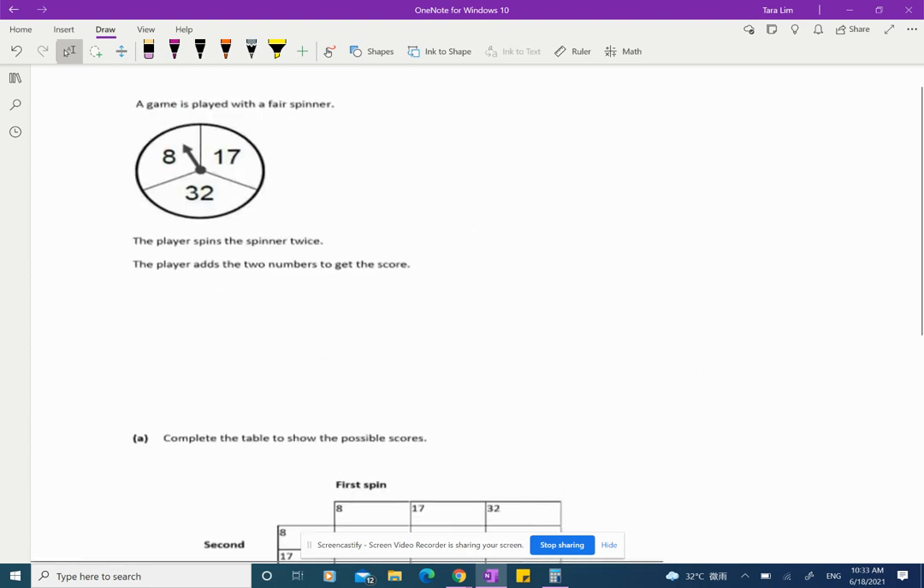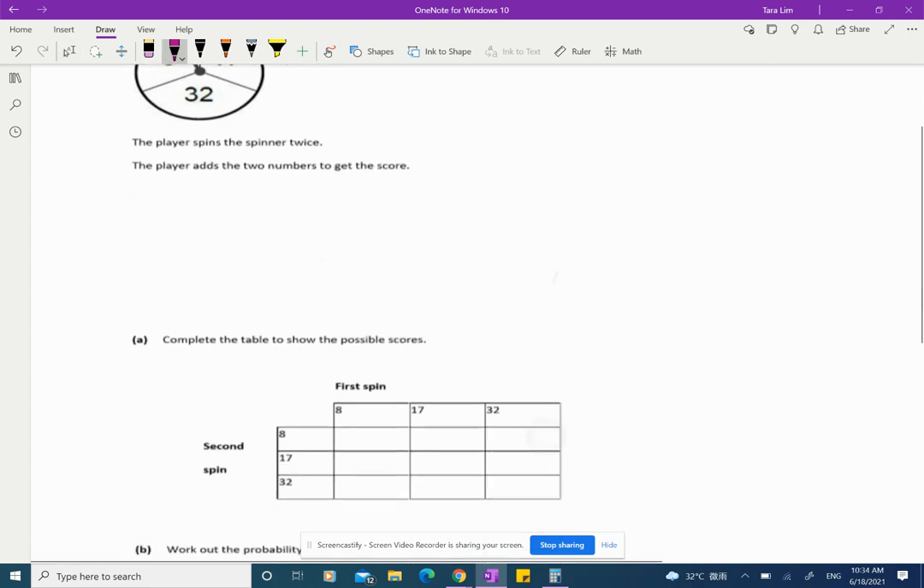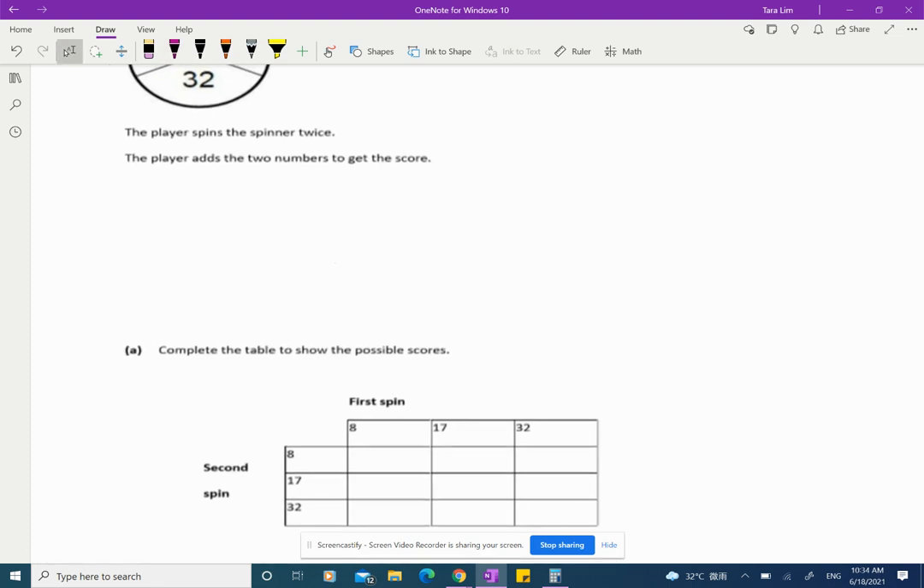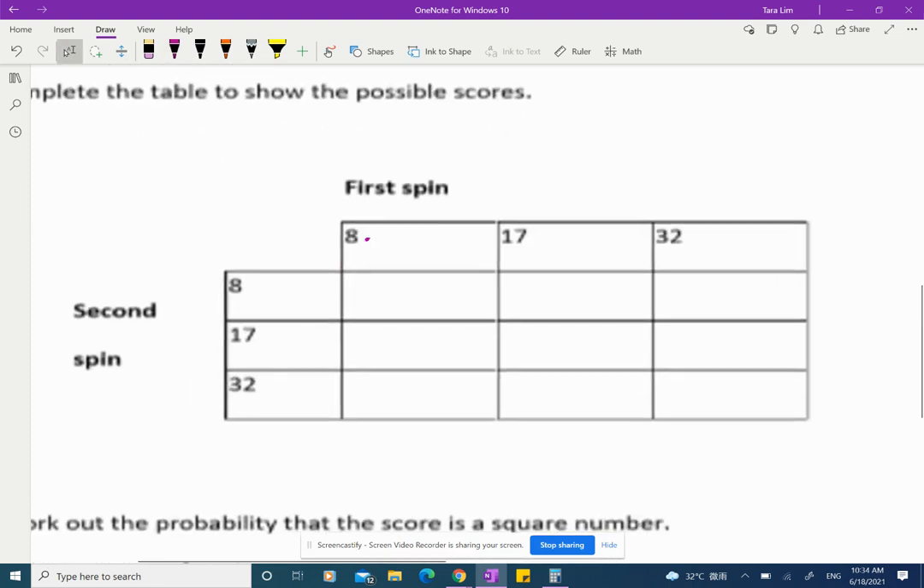So it says there are two spins. It says the player spins the spinner twice. So that means the spinner is spun twice, two times. And we must complete the table. So it says the player adds the two numbers. So remember, in this table, we're not trying to multiply them. Instead, we're trying to add them.